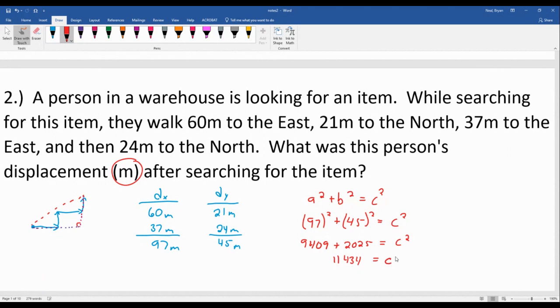11,434, this part is still C squared. And then I don't want the square of the hypotenuse, I want just the hypotenuse, just this displacement here. And so in order to get rid of that, I've got to take a square root. And so C is the square root of 11,434, which is technically the exact answer, but that ends up being approximately, looks like 106.93 meters.